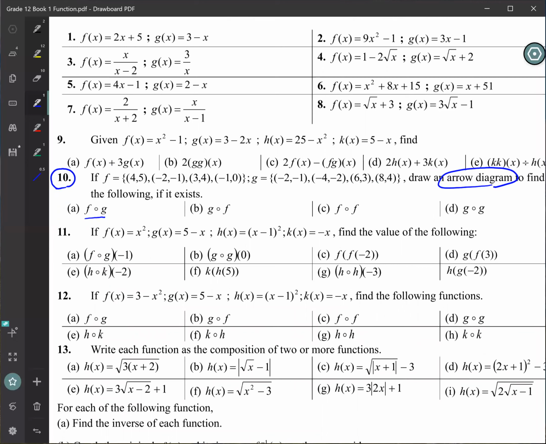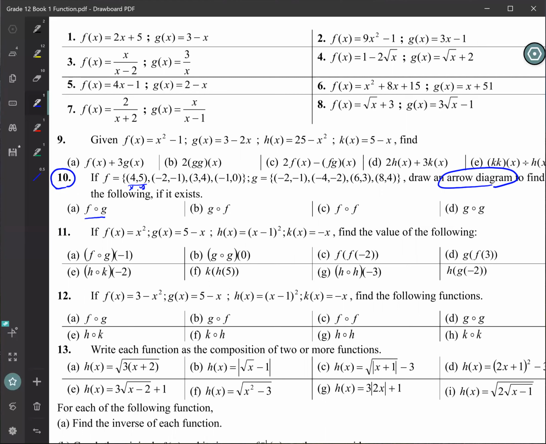When you see (4, 5), which one is the X? Which one is the Y? Tiana. 4 is x and 5 is y. Yeah, so that's the X, that's the Y. So X is the input, 5 is the output.